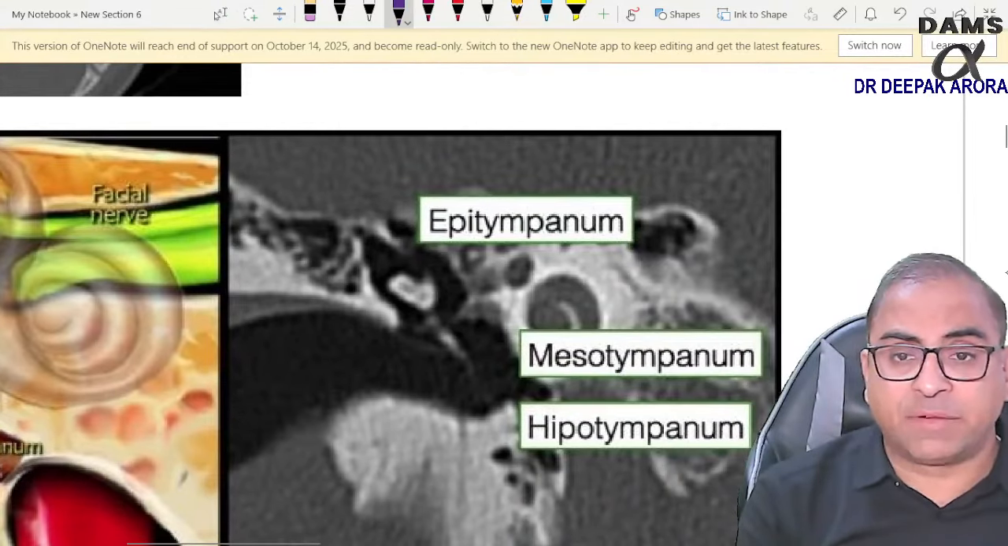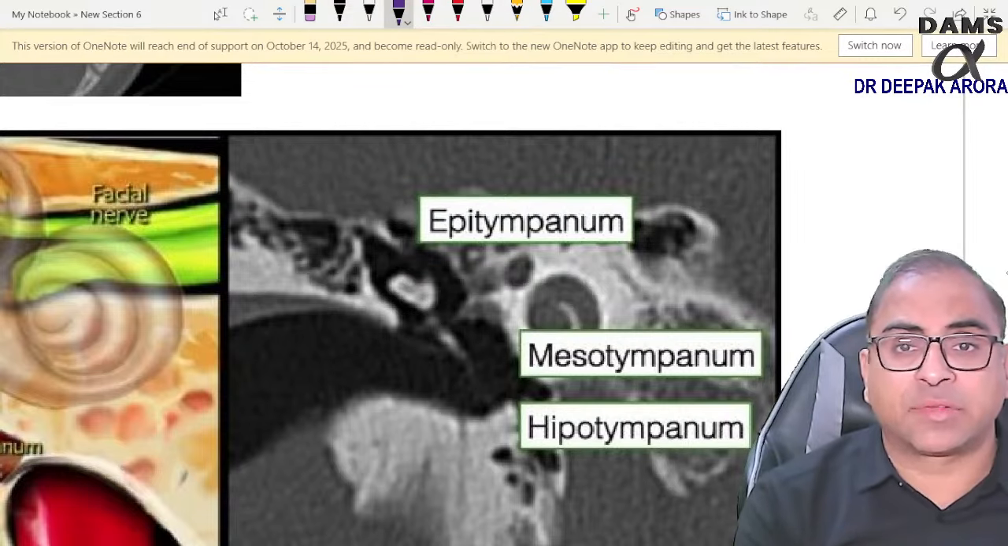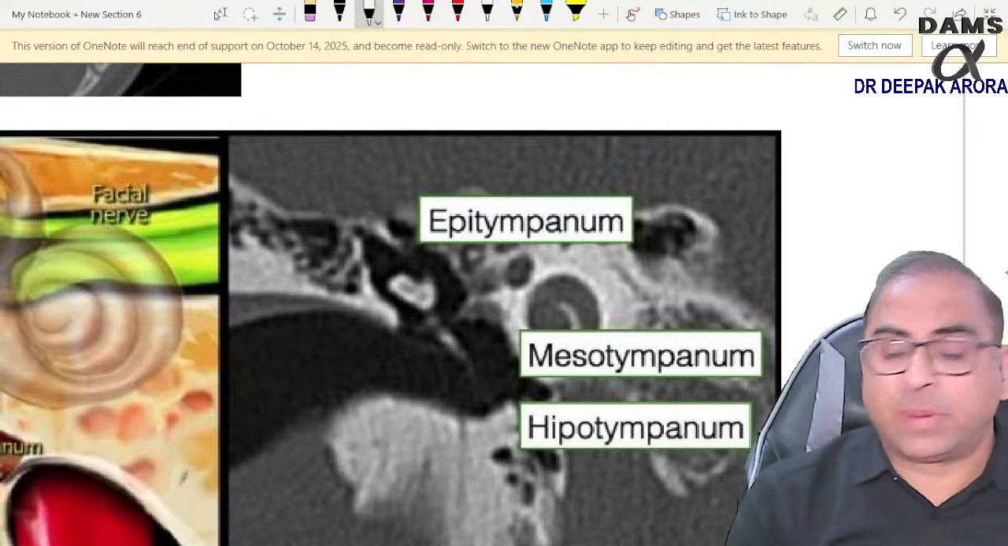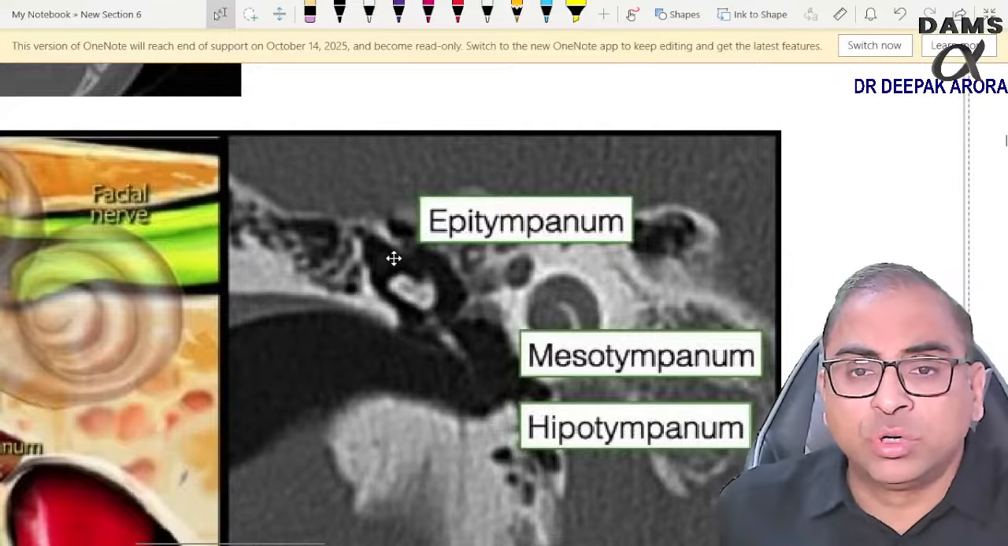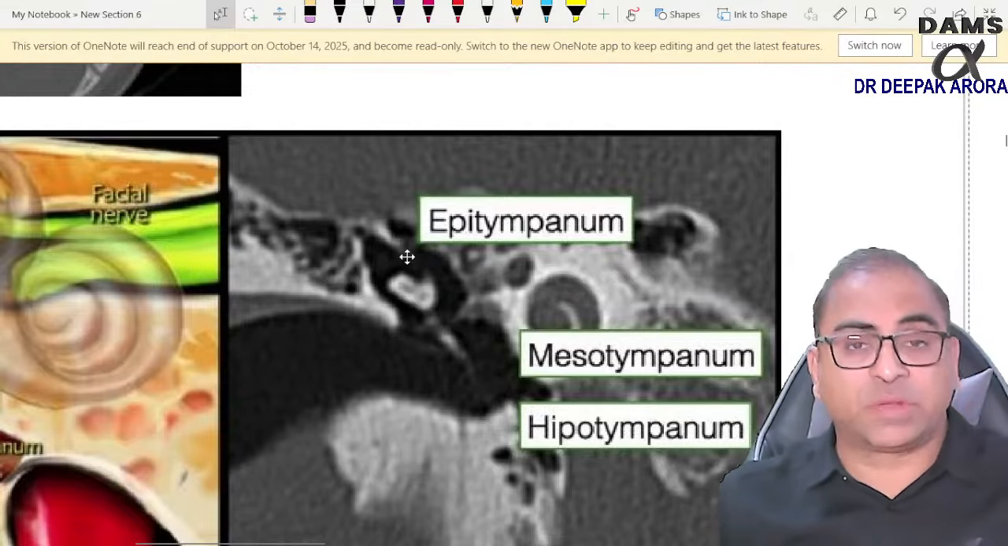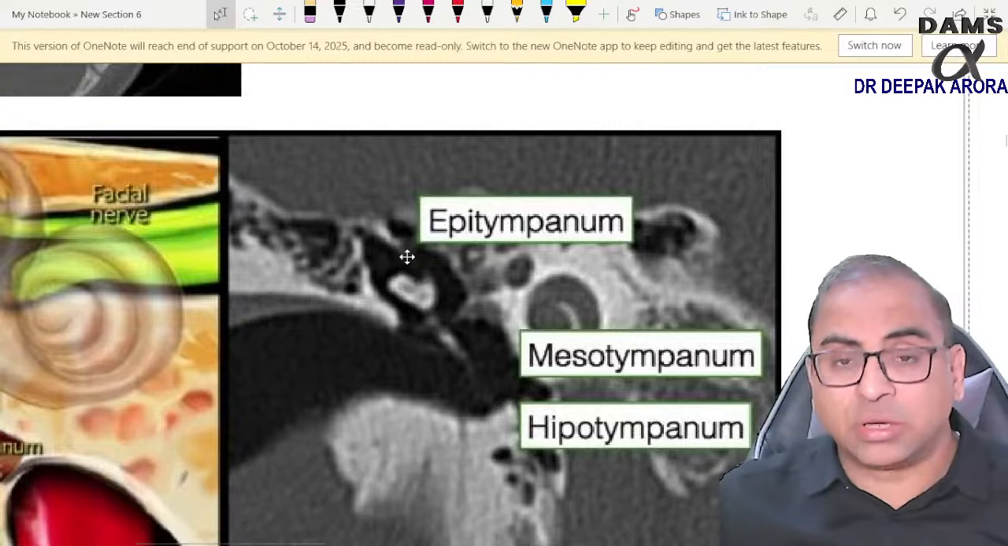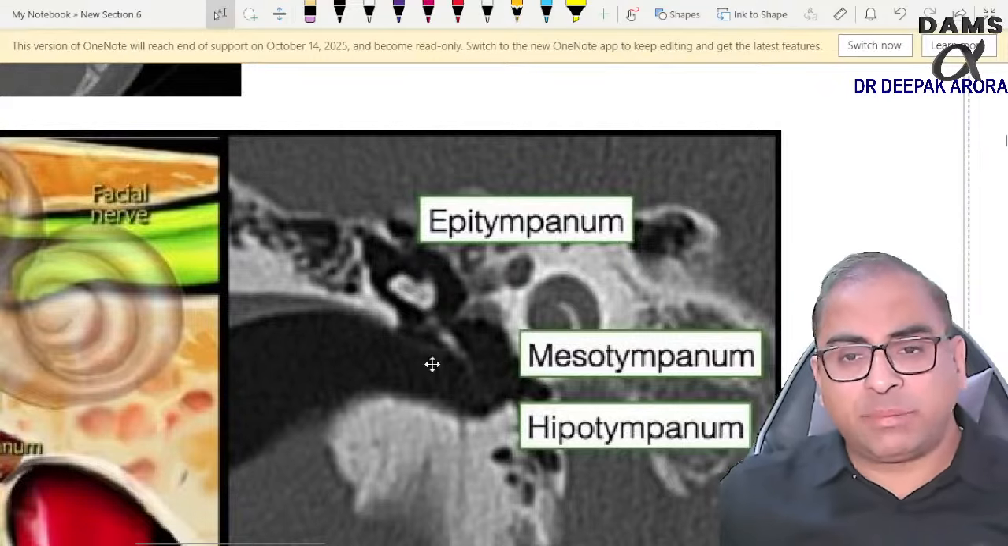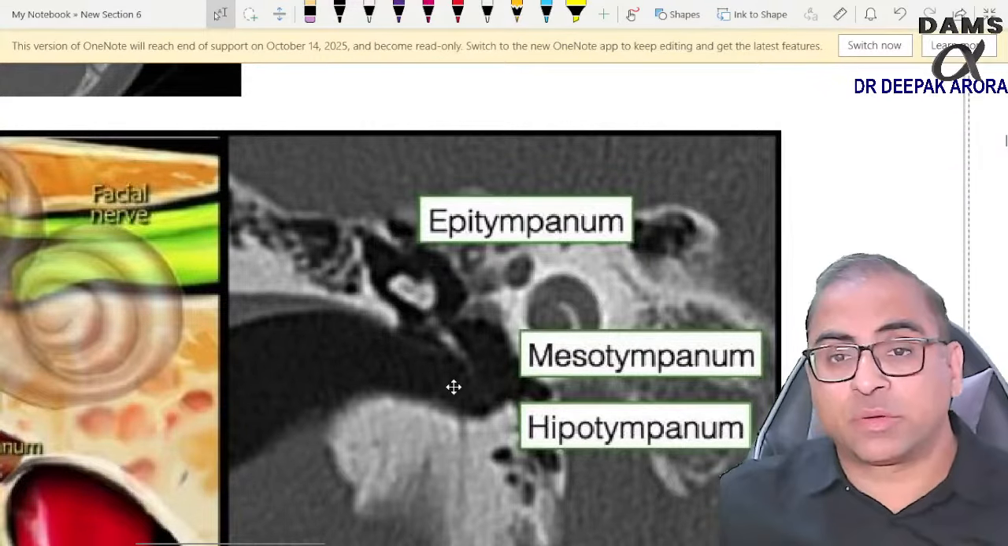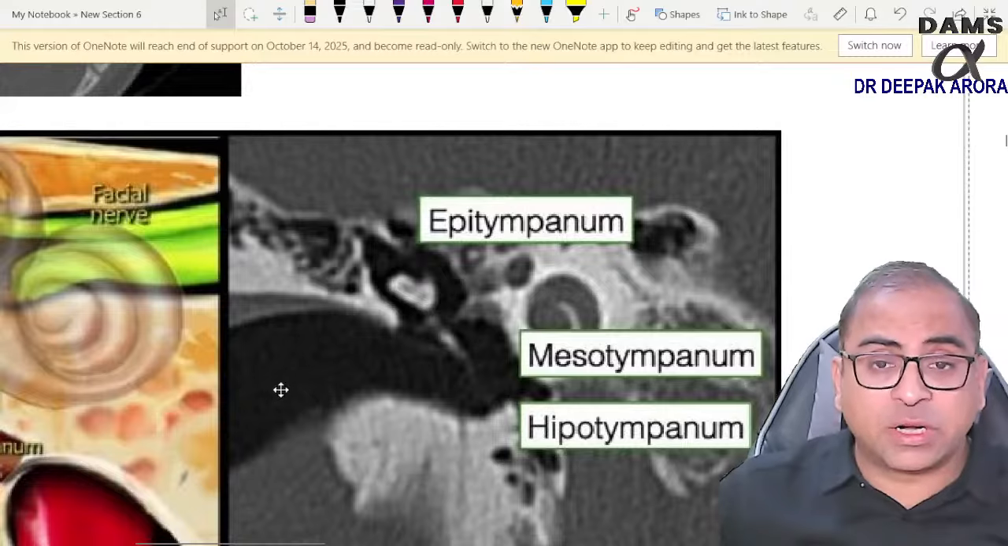So we can identify here, this is the upper part. Can you appreciate this part better? Now just try to learn what I want to share with you. This is the upper part, the epitympanum, where we have Prussak's space and the most common site for any pathology. And this is your mesotympanum and the lower part is the hypotympanum. Very simple concept. Now, this must be your external auditory canal.